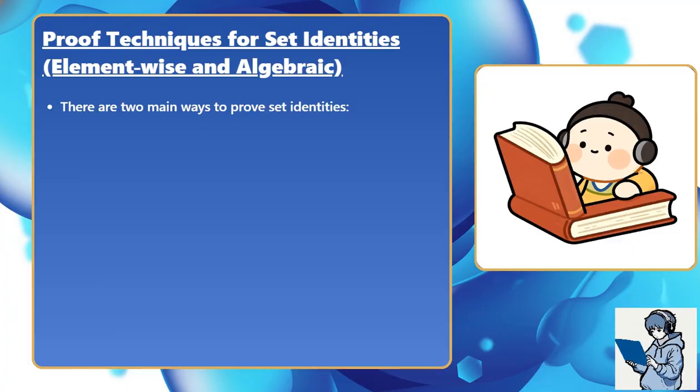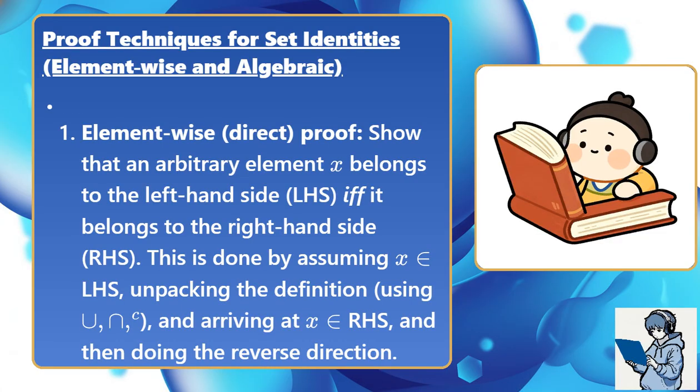There are two main ways to prove set identities. Element-wise direct proof: show that an arbitrary element x belongs to the left-hand side if and only if it belongs to the right-hand side. This is done by assuming x is in the left-hand side, unpacking the definition using union, intersection, and complement, arriving at x is in the right-hand side, and then doing the reverse direction.